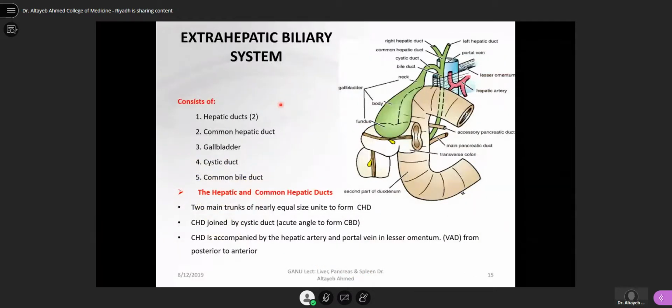So the bile is secreted from the liver and goes through what we call the extrahepatic biliary system. We have two hepatic ducts that unite together to form the common hepatic duct. This hepatic duct unites with what we call the cystic duct to give us the common bile duct. Here we have the gallbladder, formed of a fundus, body, and a neck, which drains into a cystic duct.